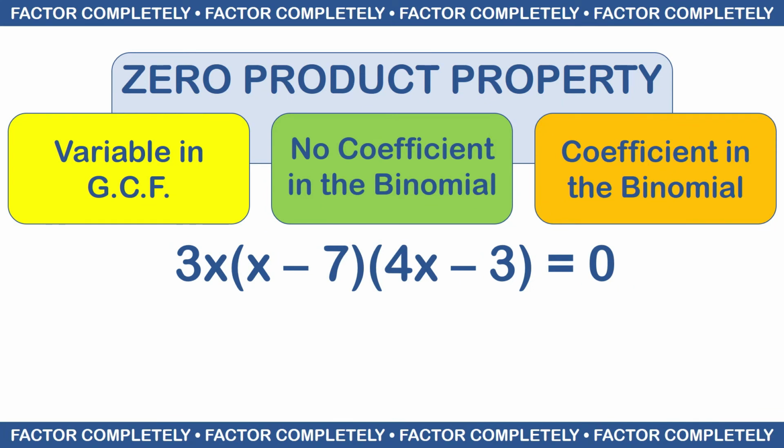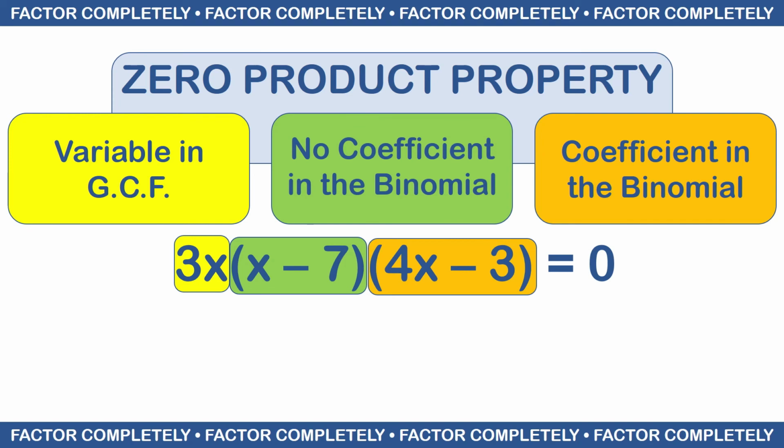All right, so if the directions say that you need to solve this quadratic equation, then you need to solve it by using the zero product property. And there are 3 things that can come up when you are using the zero product property. First of all, if there's a variable in the greatest common factor, like the 3x here. Second of all, if there's no coefficient in the binomial. Right now in front of the x, there's an unwritten 1. And so there's no coefficient there other than 1. And finally, sometimes there will be a coefficient. In this case, there's a 4 in front of the x. So the x term has a 4 for its coefficient.